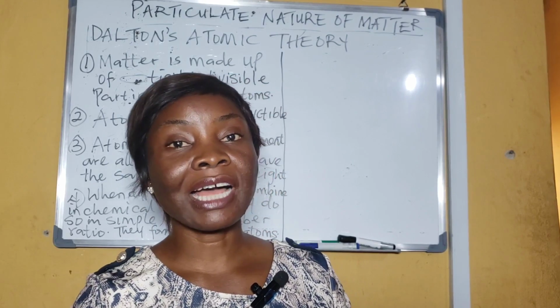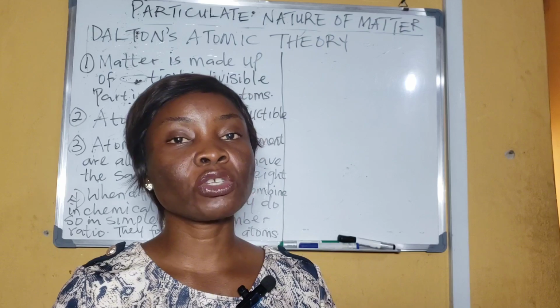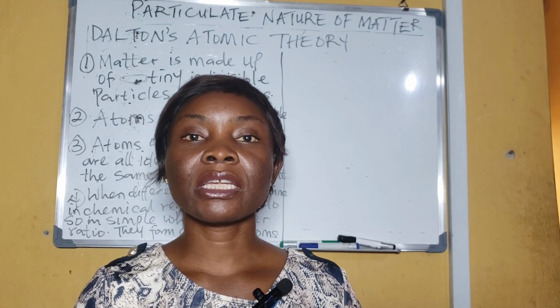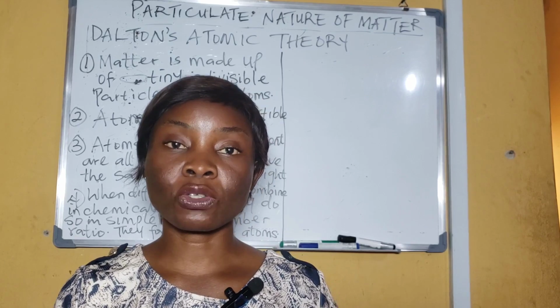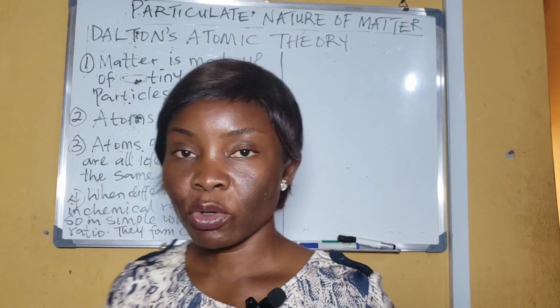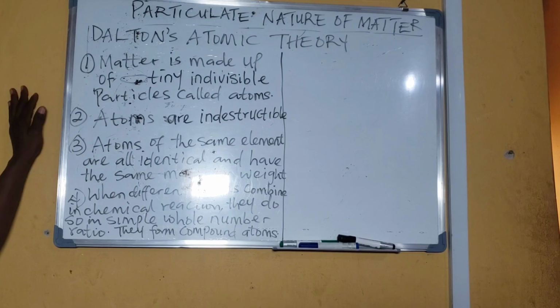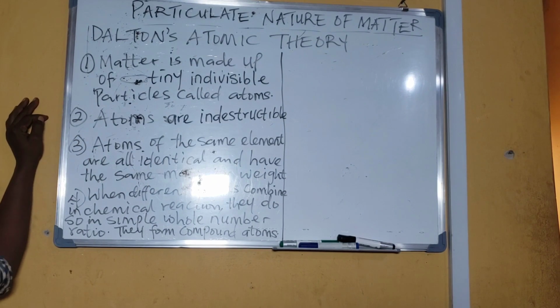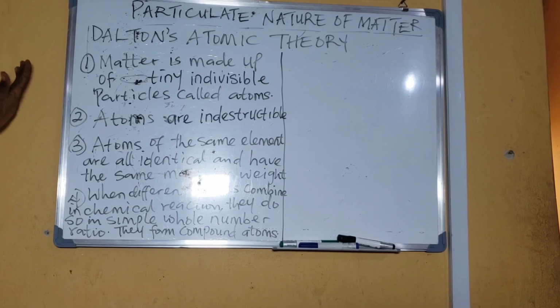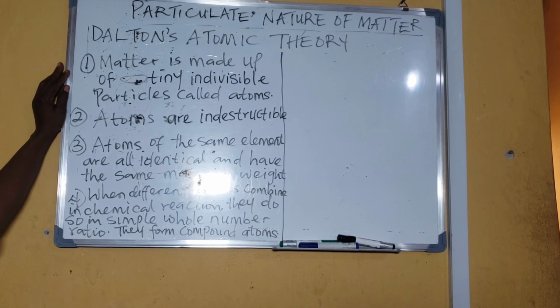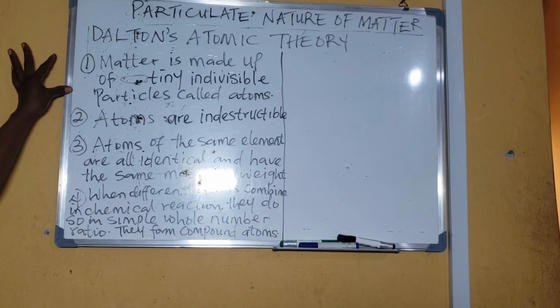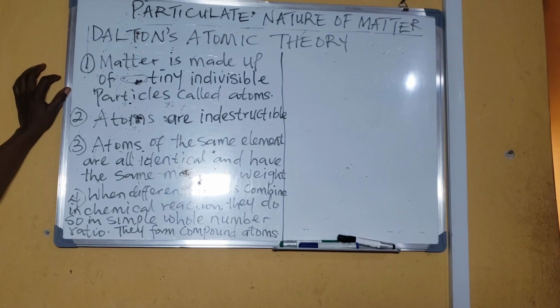So today we are going to look at Dalton's atomic theory. This is one theory that supports the existence of atoms. I've already listed them on the board. Now, Dalton is a scientist that propounded theories in 1808, and these are the summary of the theories. He postulated that matter is made up of atoms, which are tiny and indivisible. Like I've written on the board, matter is made up of tiny indivisible particles called atoms.